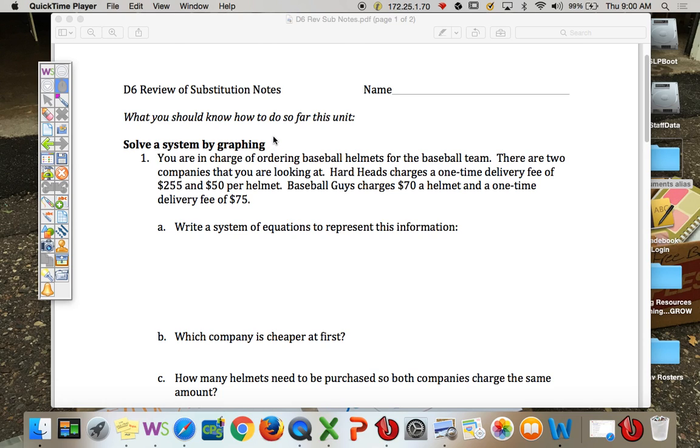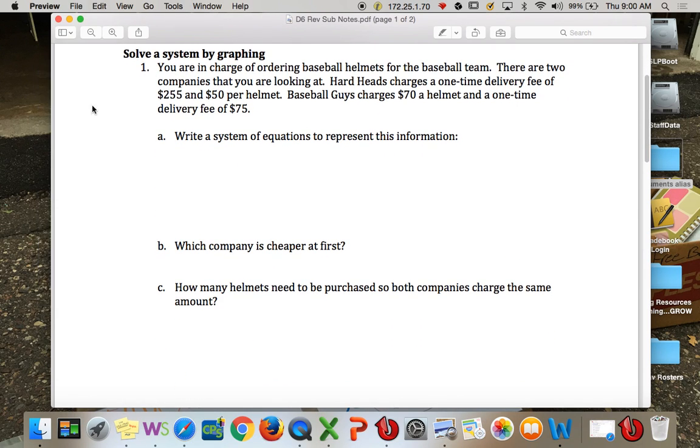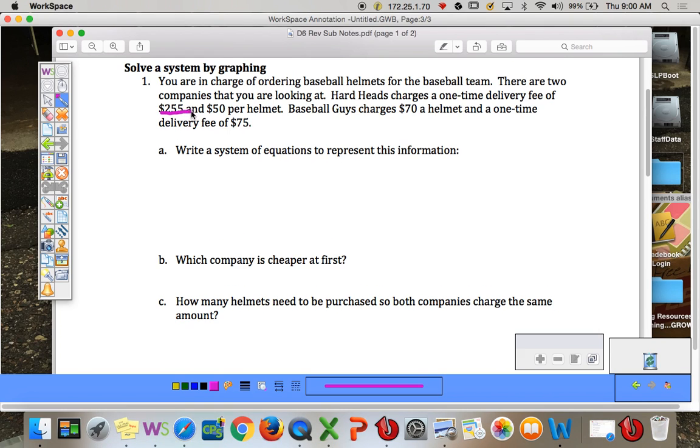You are in charge of ordering baseball helmets for a baseball team. There are two companies that you are looking at. Hard Heads charges a one-time delivery fee of $255, and then they charge $50 a helmet. Baseball Guy charges $70 a helmet and a one-time fee of $75. Write a system of equations to represent this information.